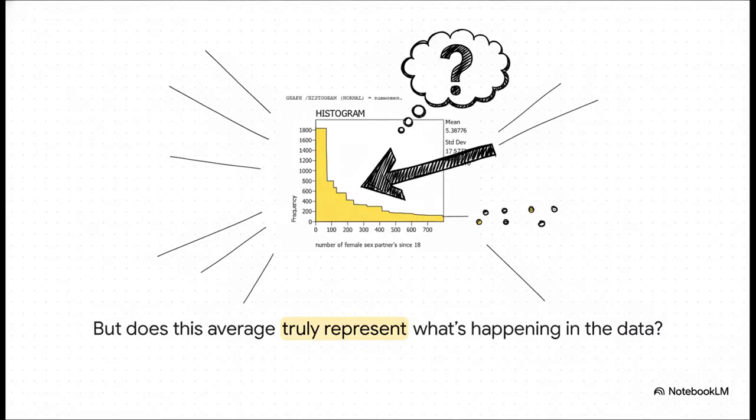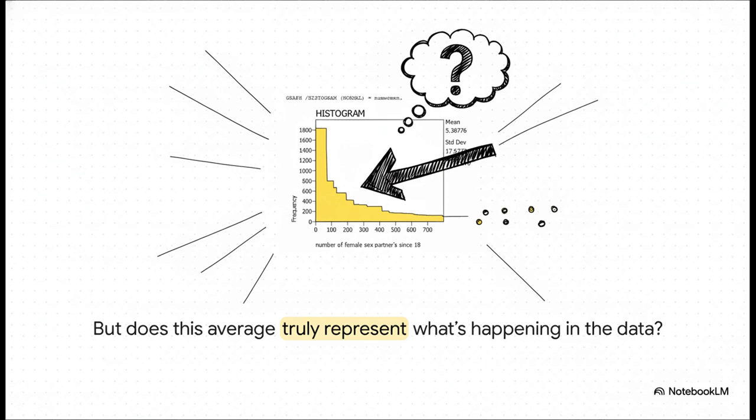One look at this graph tells you the story. Just look at this thing. Almost everybody, the vast majority of people, are clumped way down here on the left, near 0, 1, 2. But the graph has this super long tail stretching way out to the right. That average of 5.6 is floating out here in no man's land. It doesn't really describe the typical person at all.